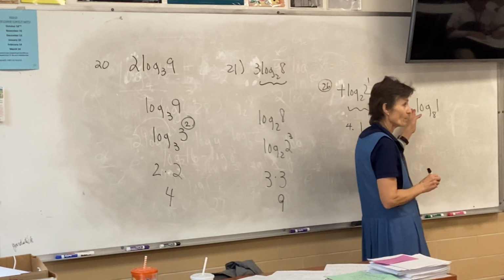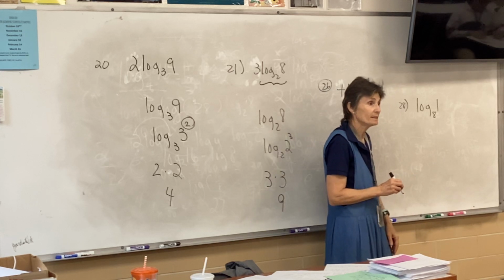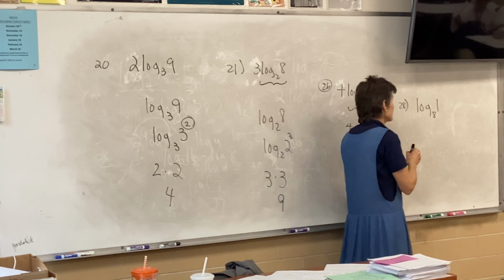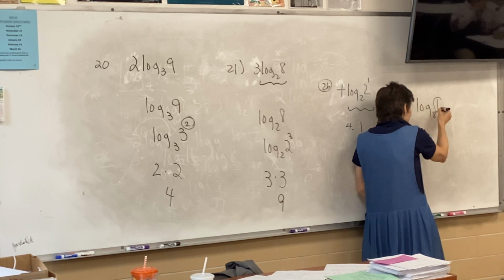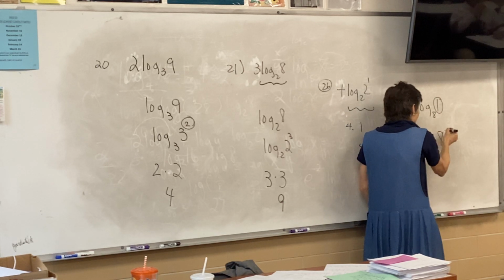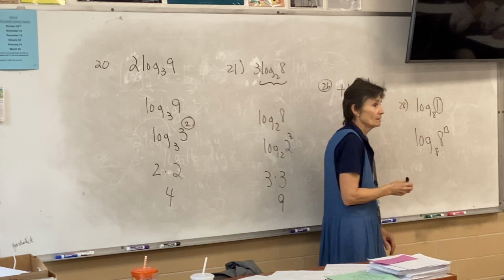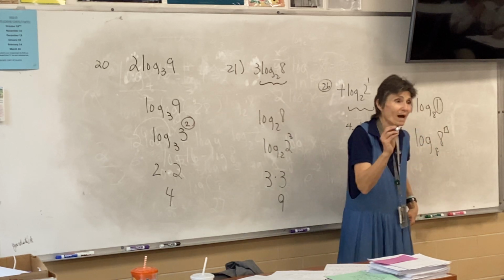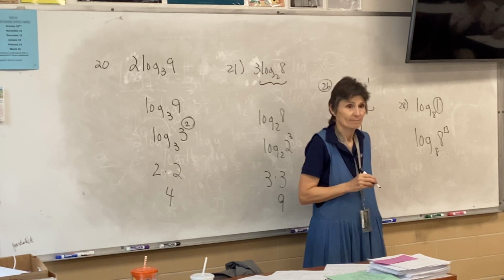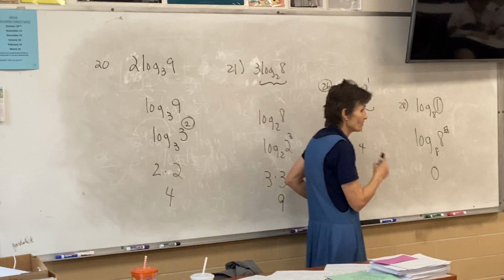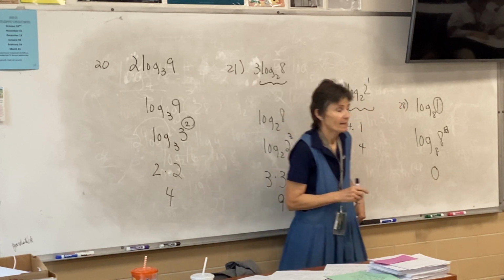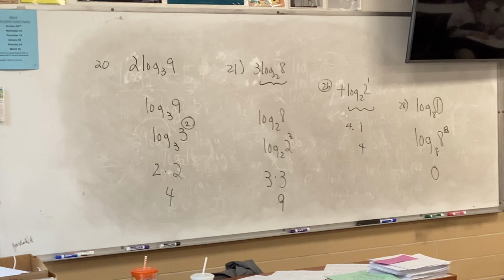This one doesn't have a number out in front, so I don't need to worry about it, but it's a little bit trickier because in order to do this, you have to change this 1 into 8 to the power. 8 to what power is 1? 0. So the answer to that problem is 0. We had one like that yesterday. 8 to the 0 power is 1. So the log base 8 of 1 is 0.